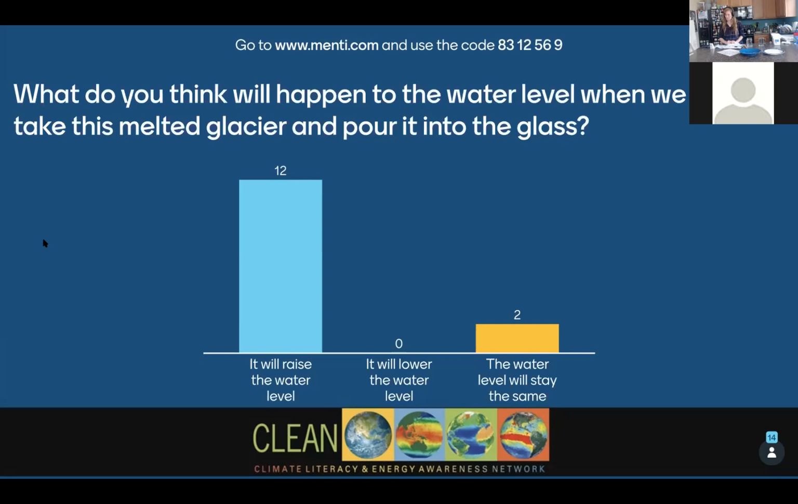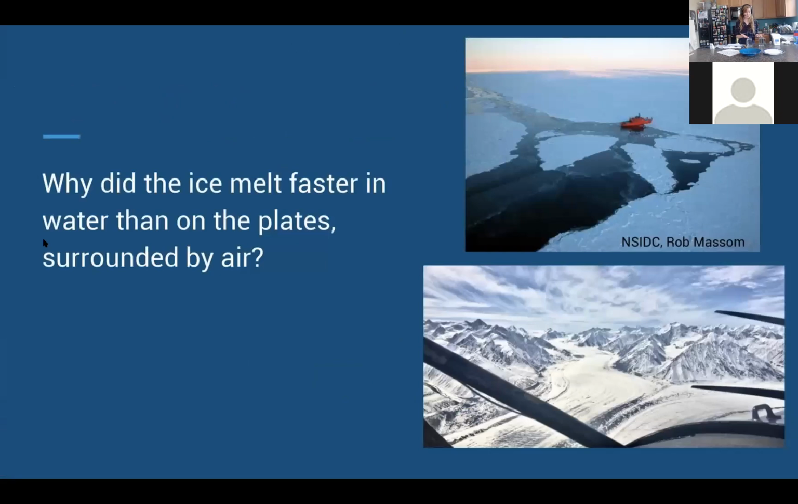So why do you think that is? Let's ask another open-ended question. Why did the ice melt faster in the water when compared to the plates? So why did it take less than 5 minutes for the ice to melt in some of our glasses? And for me, the ice is still on the plate. It hasn't melted entirely, even though it was sitting outside for 20 minutes.